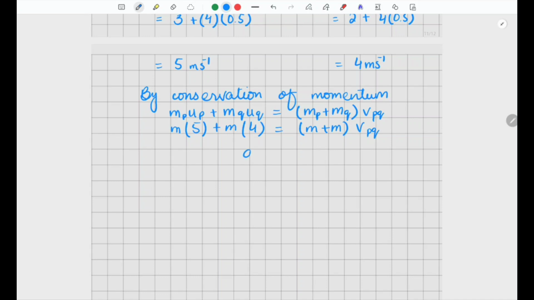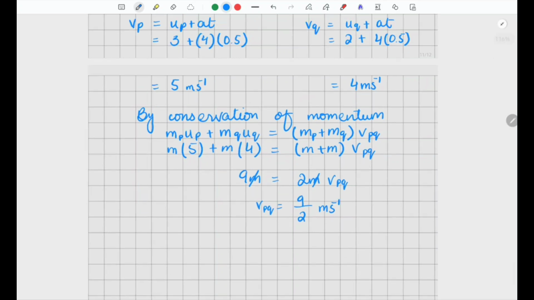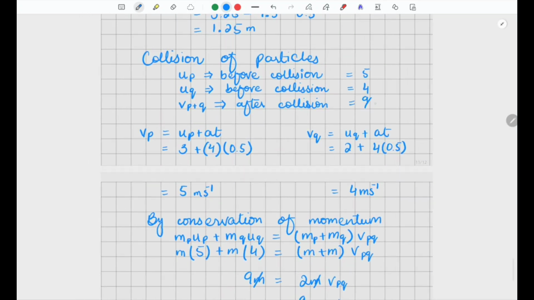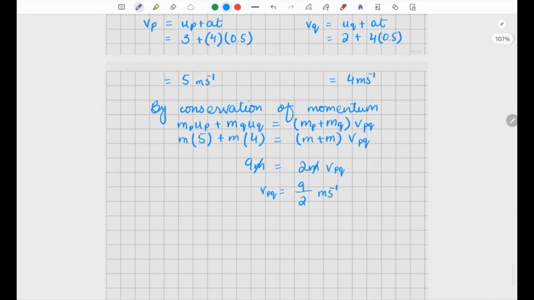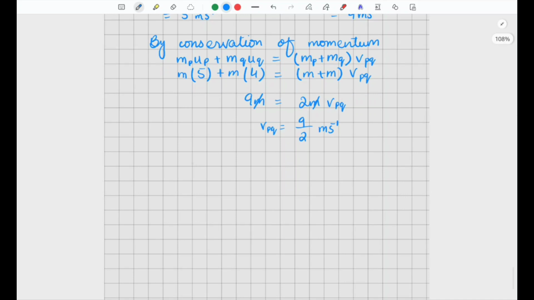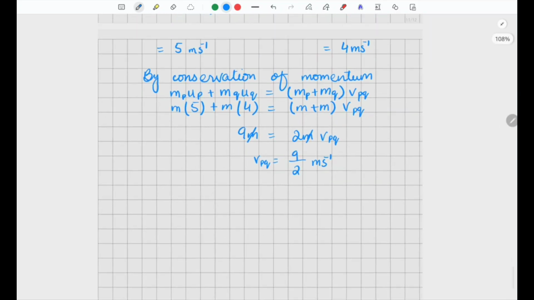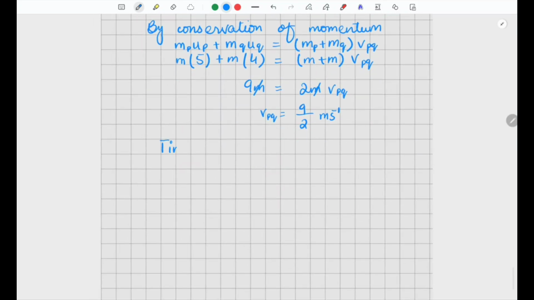So 9M equals 2M Vpq. So M and M will be cancelled out. We are left with the velocity of the coalesced particle to be 9/2 meters per second. So this would be 9/2 meters per second. Okay, so we found all the velocities, and now we need to find the time to reach C.